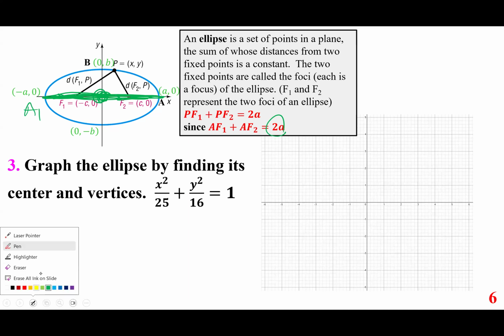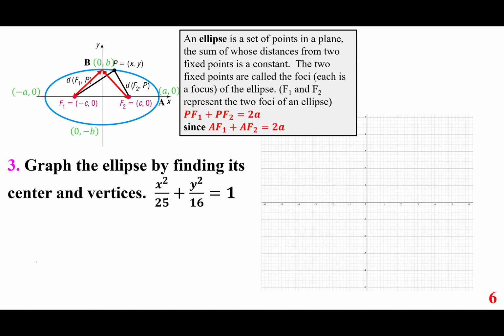Also, if we call this point B and connect it to F1 and F2, of course, by symmetry, we see BF1 and BF2 are identical. And if their sum, according to this formula, is constant, and that constant is 2a, that means this distance or this distance must be a. This distance, of course, is b, and the distance from the center to each focus is called c. So we have this one is a, this one is b, this one is c.